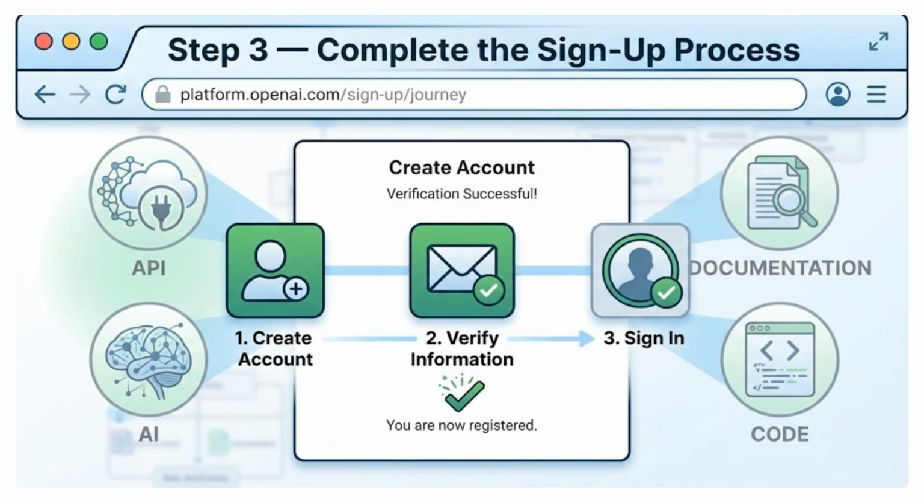Now let's complete the sign-up process. After creating your account, follow the instructions shown on the screen. You may be asked to verify some information associated with your account. For example, you may need to confirm your email address. Once the verification is complete, your account will be ready. You can then sign in to the OpenAI platform using the account you just created. So the process is simple. Create your account, verify the required information, and then sign in. Once you're signed in, you'll be ready to explore the OpenAI Developer Platform.